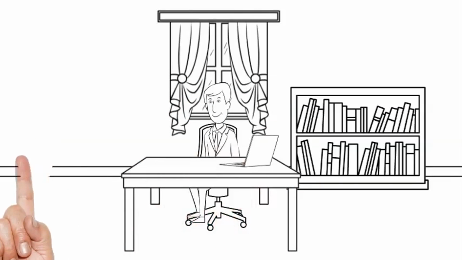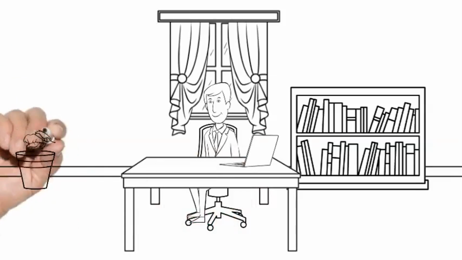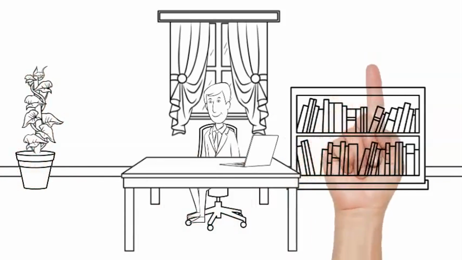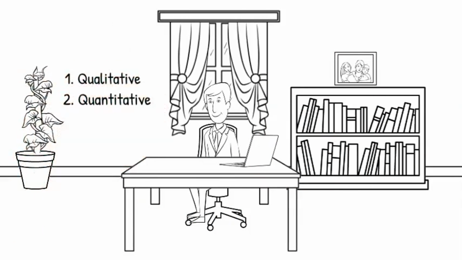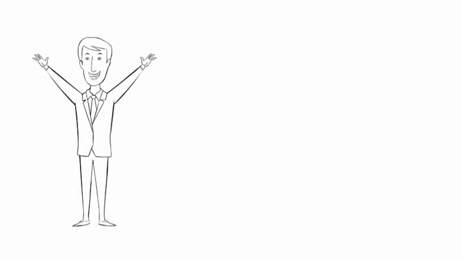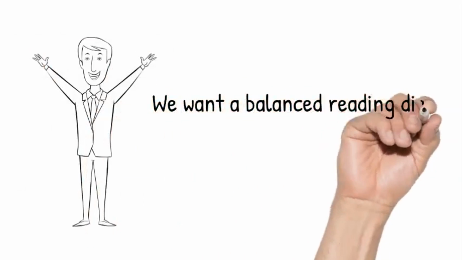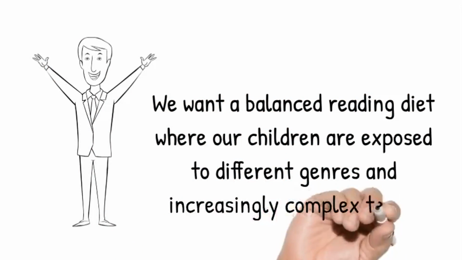So what do we do? Apply all the rules, think about each dimension of text complexity, specifically qualitative, quantitative, reader, and task. Remember, Reading Wizards, we want a balanced reading diet where our children are exposed to different genres and increasingly complex texts.